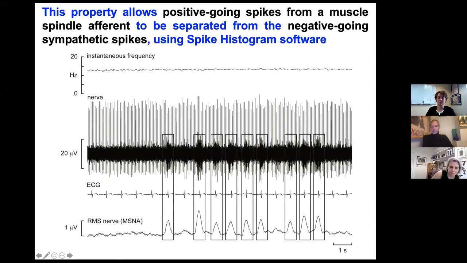What we've done here is shifted the nerve signal back in time to align these sympathetic bursts with the peak of the relevant R wave to which they are temporally coupled. There is a delay because of the slow conducting C fibers that carry sympathetic outflow to the periphery.